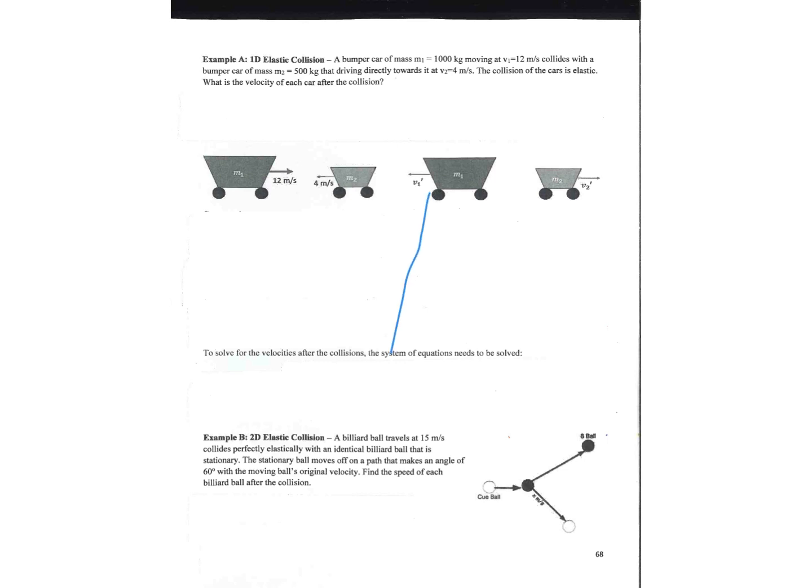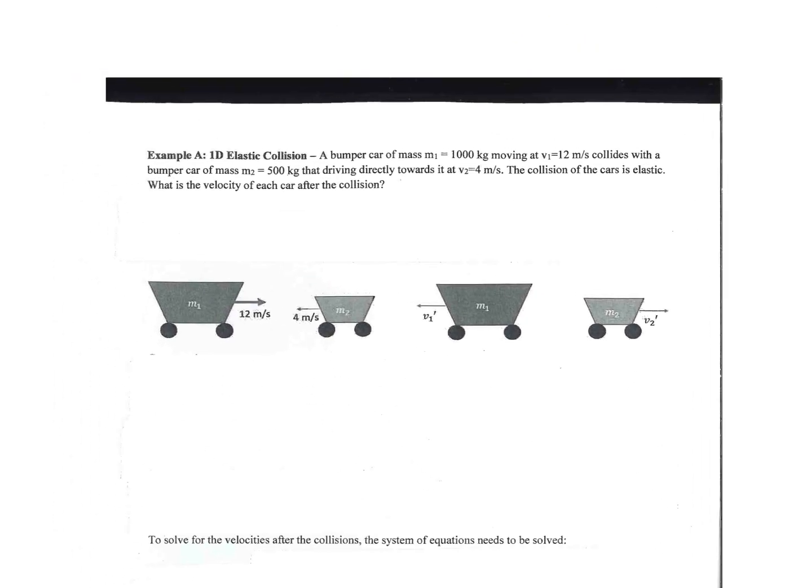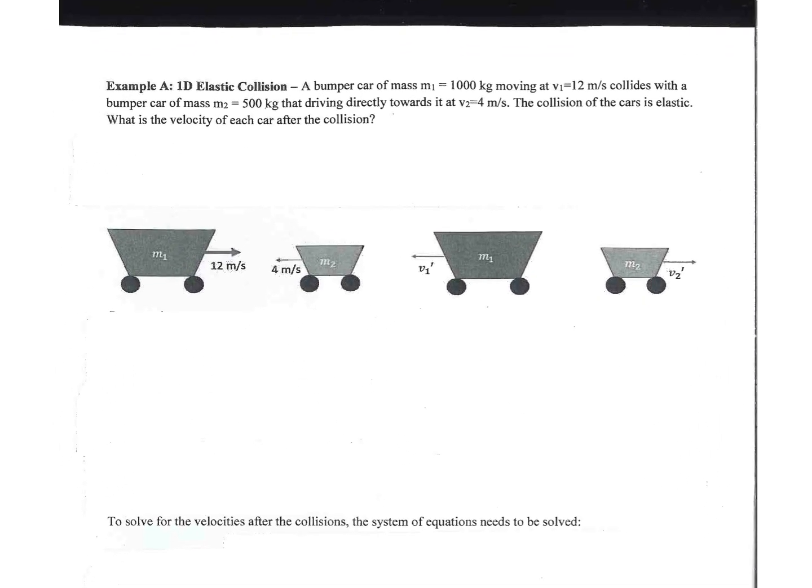So here we have an example. After I erase this extraneous mark, here we go. We have an example right here. 1D elastic collision. We have a bumper car of mass 1 is 1,000 kilograms. And so we have M1 and V1 colliding with an M2 and a V2. What's the velocity of each car after the collision?